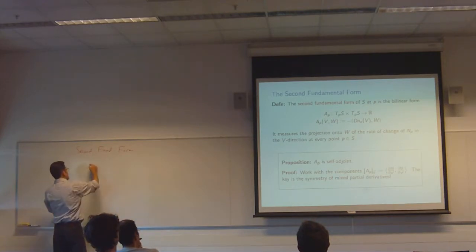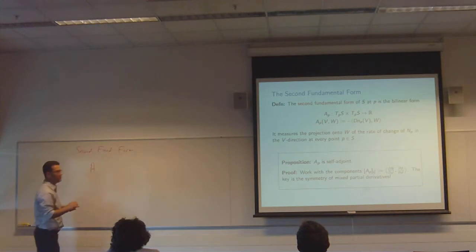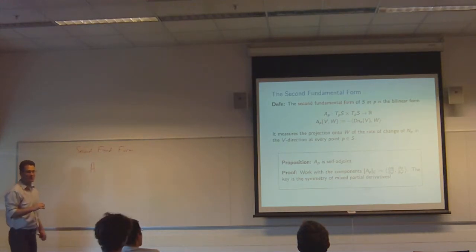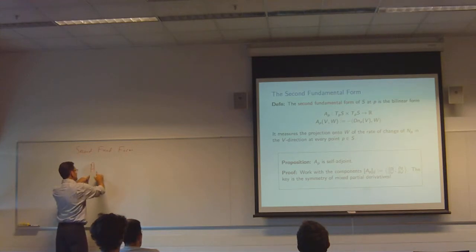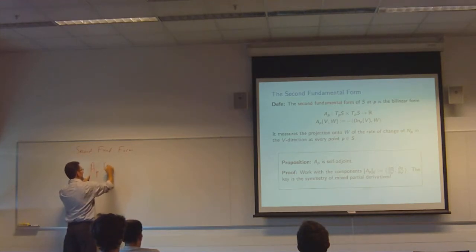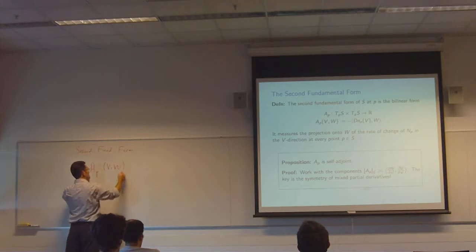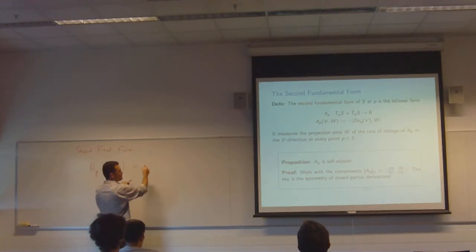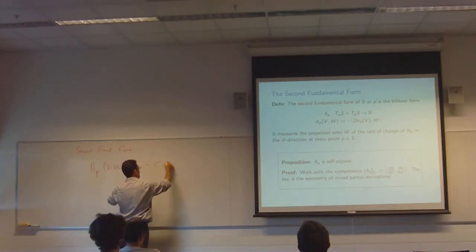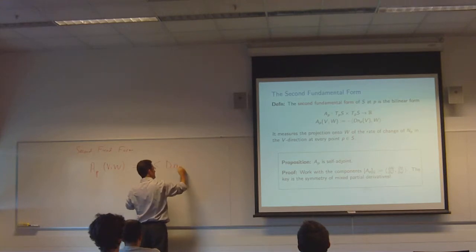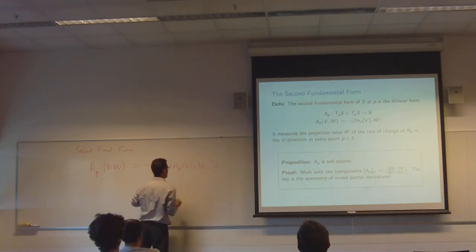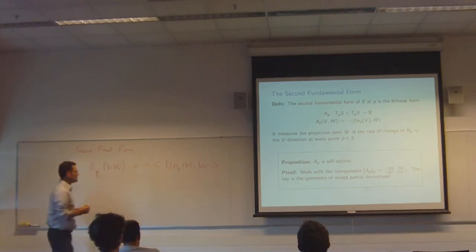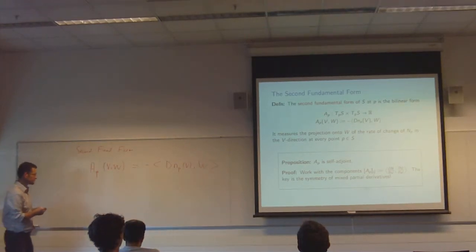Okay, so the second fundamental form is denoted with an A. Sometimes it's denoted with a 2, sometimes with a B, but we're going to denote it with an A. So the second fundamental form at a point P acts on two different vectors, and the output is just the differential of the Gauss map on V, and then inner product with W. And like I mentioned, we put a minus sign in front.